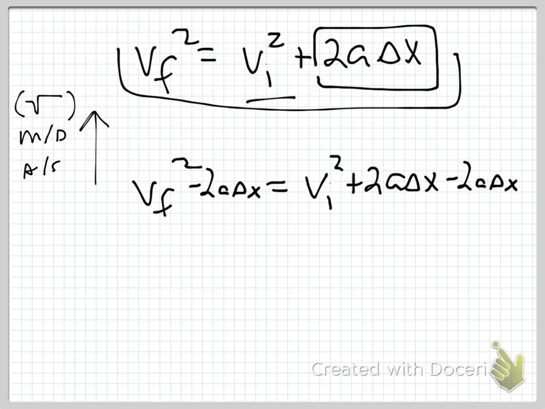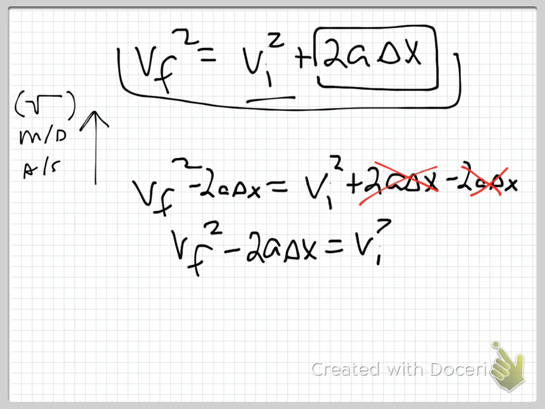So if we subtract it from both sides, on this side it cancels out. So now we've got VF squared minus 2A delta X equals VI squared. Does that make sense? And then you're just taking the square root of both sides. So then it's just a matter of that. And we can pop this whole expression in.